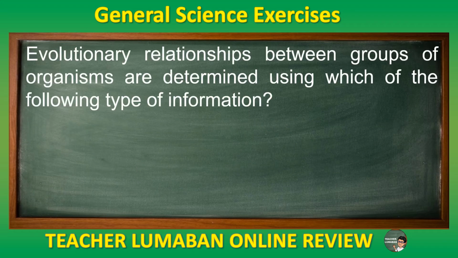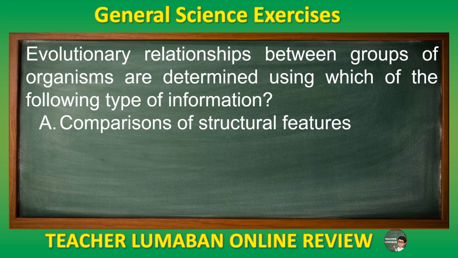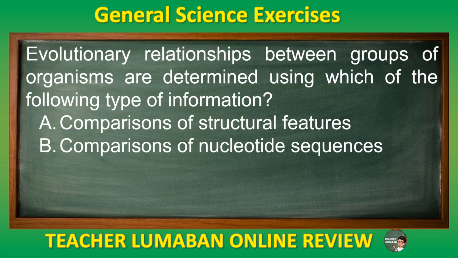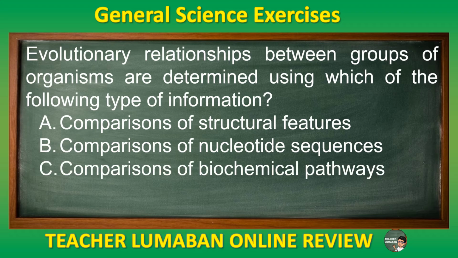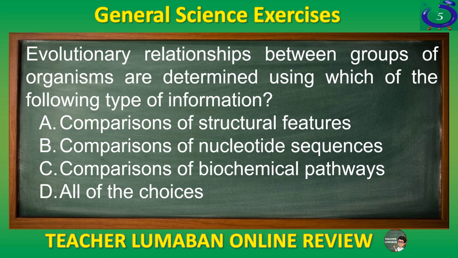Evolutionary relationships between groups of organisms are determined using which of the following type of information? Letter A, comparisons of structural features. Letter B, comparisons of nucleotide sequences. Letter C, comparisons of biochemical pathways. Letter D, all of the choices. Choose the suitable answer based on the given choices in 5 seconds.